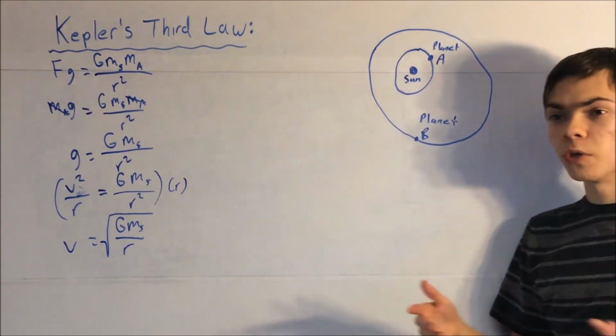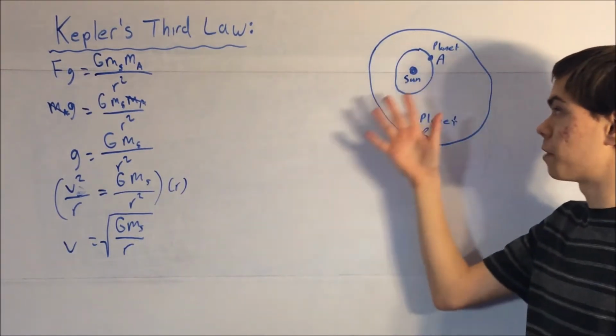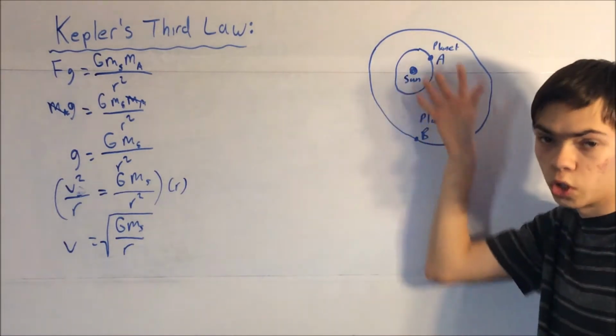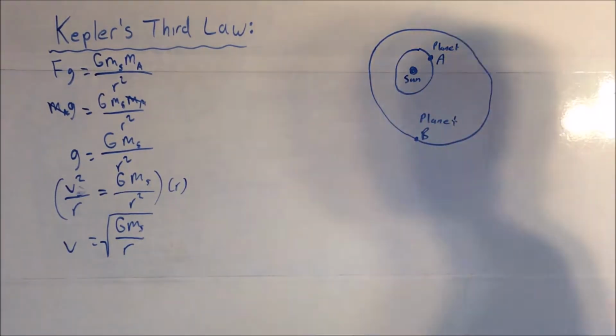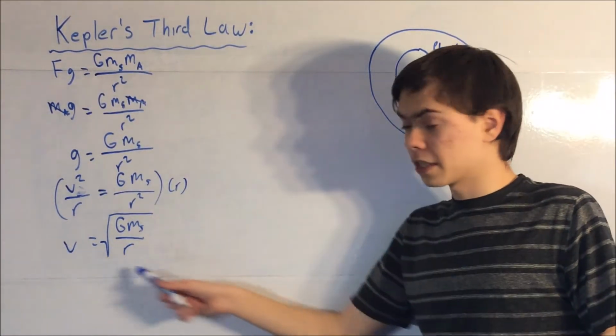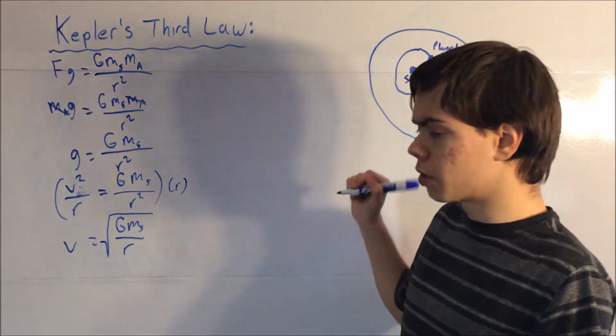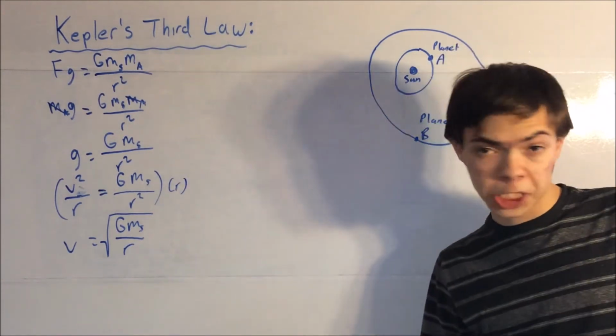And remember, our goal is to find a relationship between the average distance between the planet and the sun, and the time period it takes to go around the sun. All right, now that we have that understood, what can we do now? Because we still haven't found any sort of relationship.